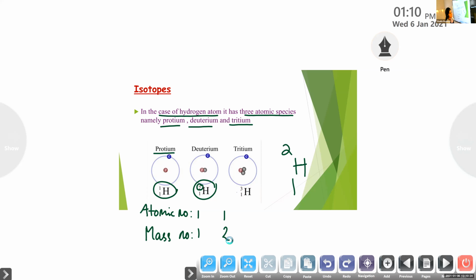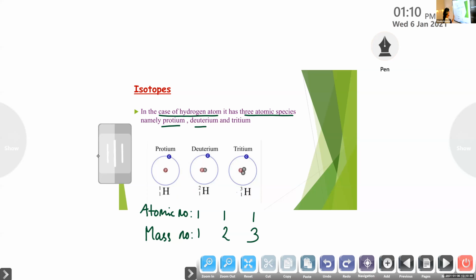Then the third example, tritium. Emerin, can you hear me? Yes, ma'am. Please tell me the atomic number and mass number of tritium. Atomic number is 1. Mass number is 3. Right? So, when we look at these 3 atomic species of hydrogen atom, atomic number is 1 in every species, but the mass number is 1, 2, and 3.